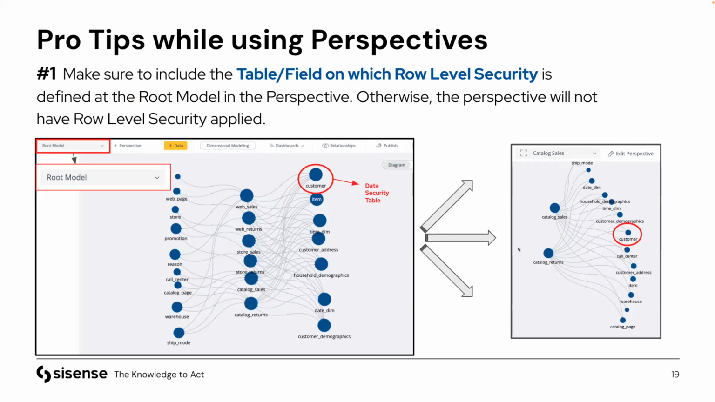The first pro tip, or the first best practice, is exactly the last use case that we just saw, right? When you want to have data security flow from your root model into the perspective, you need to make sure the table or the field on which the row level security was defined in the root model is added to the perspective. If you don't add that, then it will be a problem.